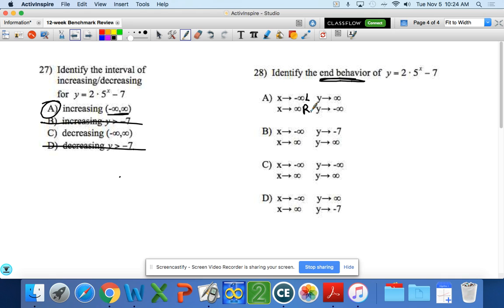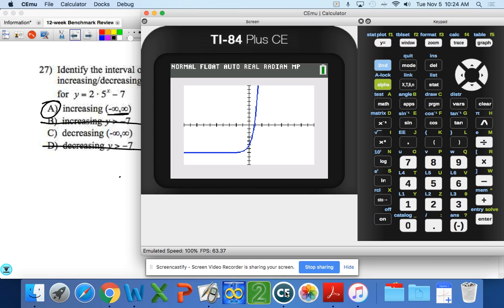I taught this several different ways. I had some people that took a walk on the graph. They started in the middle and took a walk. That means you said, all right, I'm going to start right here in the middle of the graph. As I walk to the left, what's happening? As I walk to the right, what's happening?